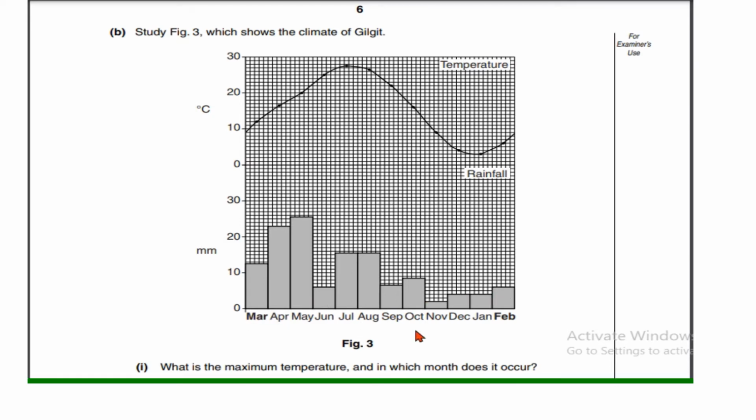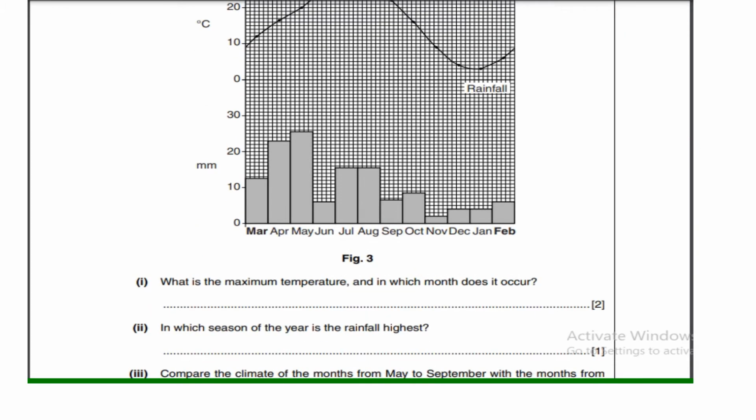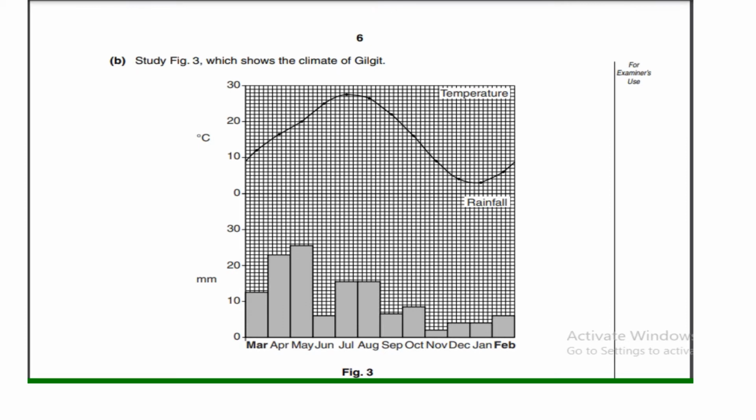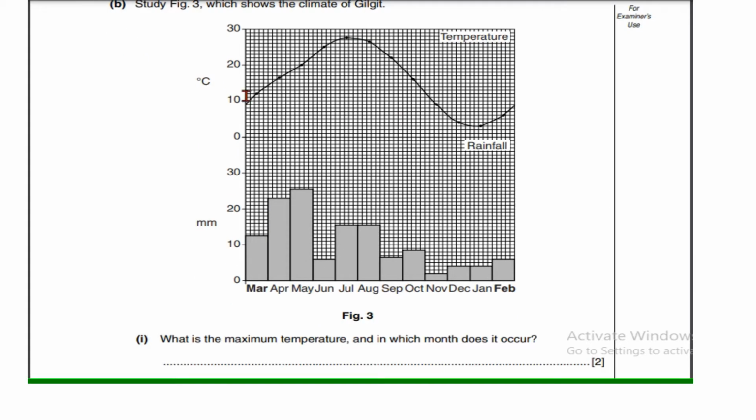And you can see there are months underneath, and you should also see that we have temperatures and rainfall given here. Rainfall is in terms of millimeter and temperature is in terms of degree Celsius. So let's see what the questions are. The very first question: what is the maximum temperature? In which month does it occur? I suggest you should use a ruler or scale to measure properly if you cannot count the boxes.